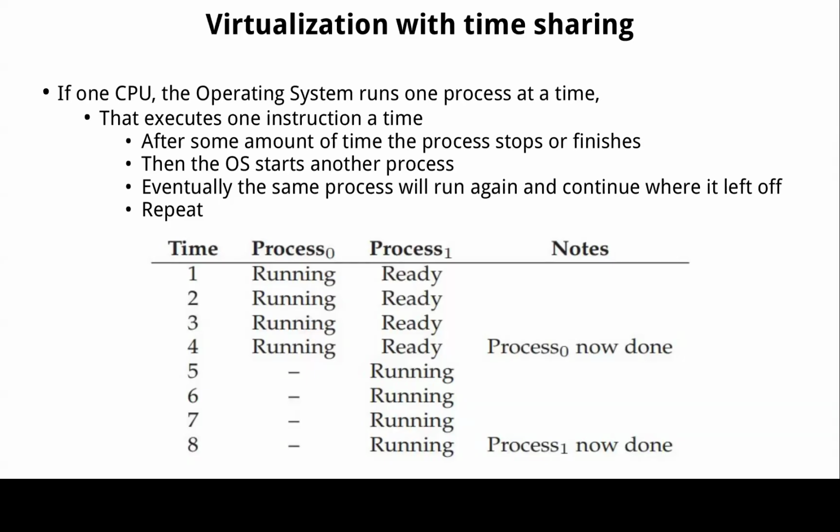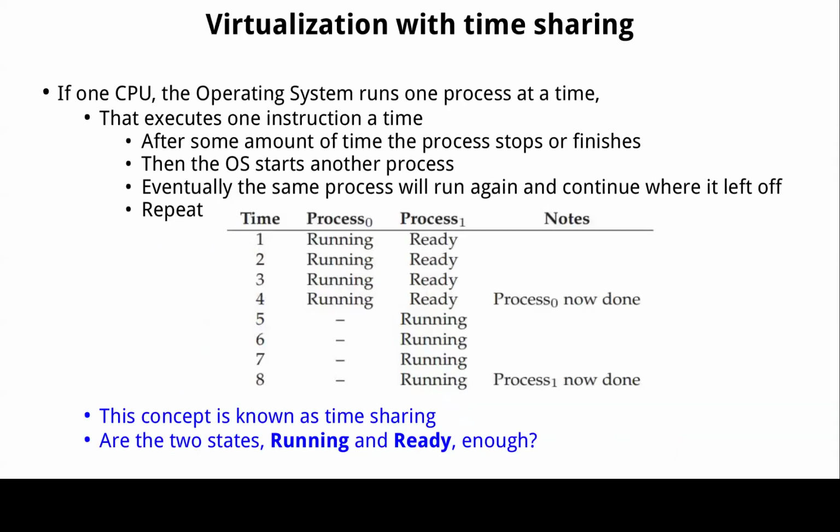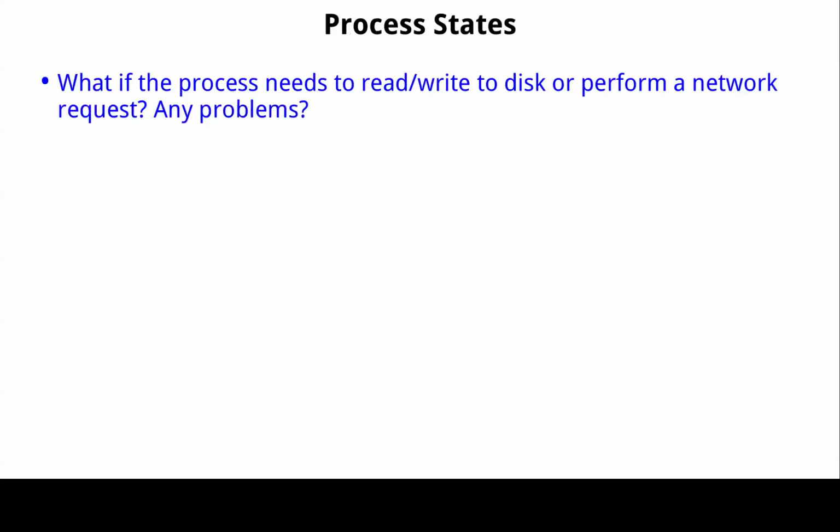Then process 0 uses 4 CPU cycles or time slots. And maybe after time slot 4, it finishes, so it doesn't need the CPU anymore. Then process 1 gets an opportunity to execute. So this is time sharing between 2 different processes. So we need at least 2 states here, running and ready, to describe the state of the processes.